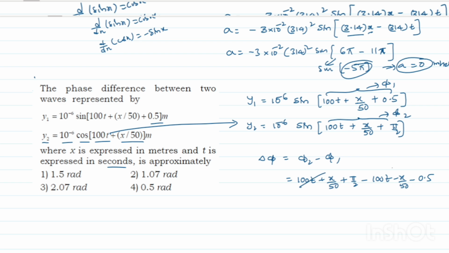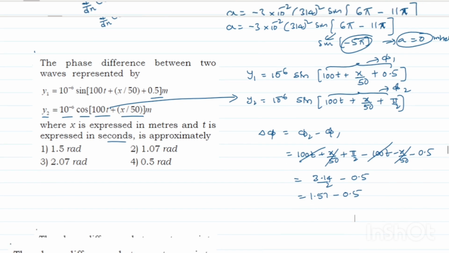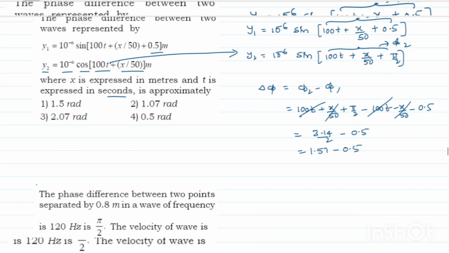So 100t minus 100t and x by 50 minus x by 50 get cancelled. Pi by 2, that is 3.14 by 2, minus 0.5. This is 1.57 minus 0.5. So the phase difference delta phi nearly comes as 1.07 radians. So 1.07 radian is the correct answer.